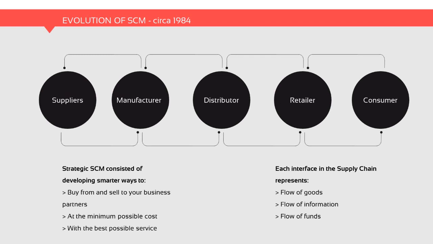So when you ask people about the definition of supply chain, they will say it's the combination of suppliers, manufacturers, distributors, retailers, customers, and consumers that will allow you to manage in an appropriate way the flow of goods, the flow of information, and the flow of funds. Now, some of those definitions are almost 30 years old.